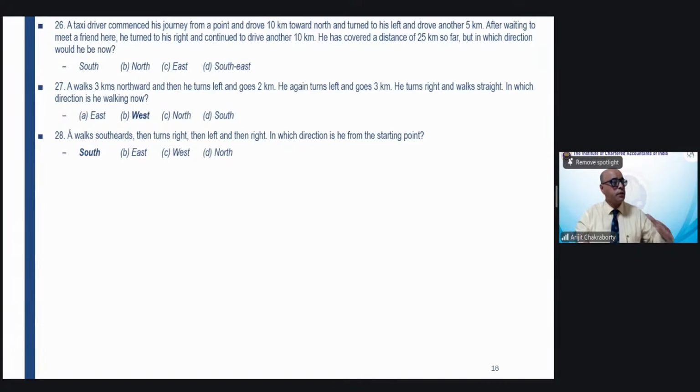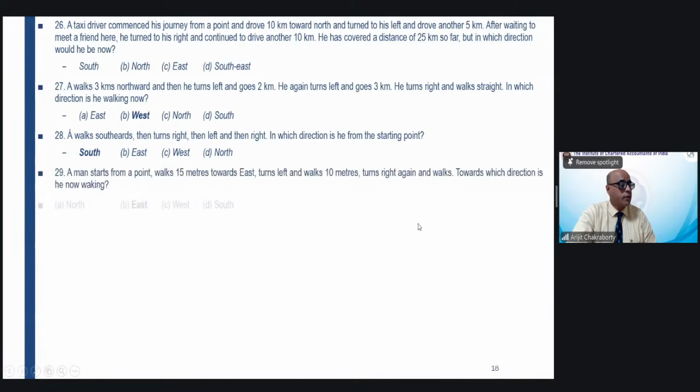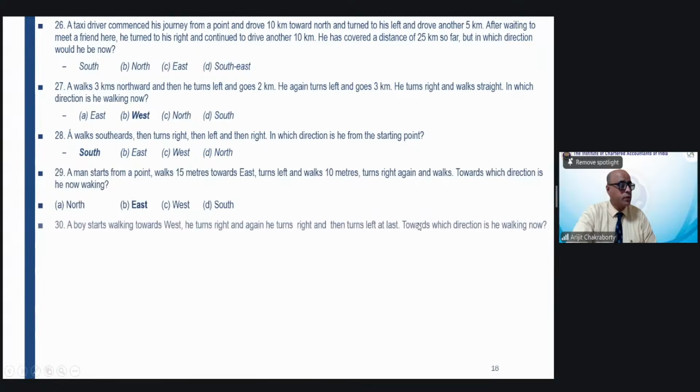Ideally, the person, Mr. A, is currently at a position which is southwest from his original starting point. Since we are not given southwest, we'll take the nearest answer, south. So for the 28th question, we will take south. Yes, very good. Many of our students are answering. Well, good to see. Now let's take number 30 and see what we have.